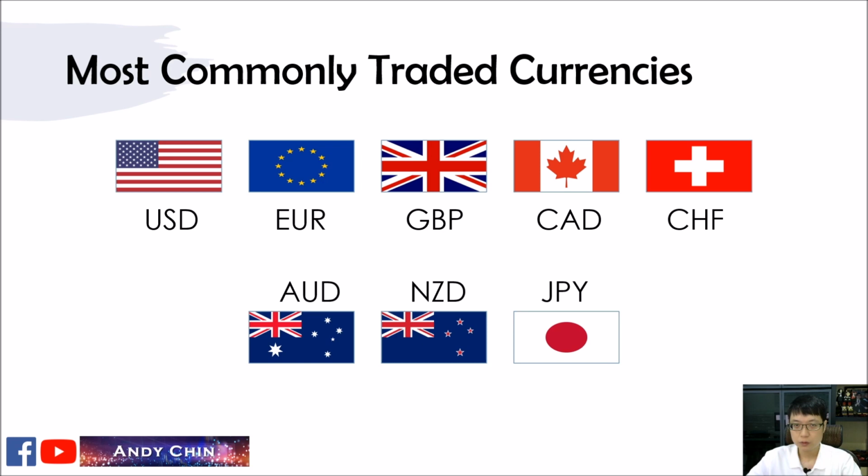So we do have 8 most commonly traded currencies, and in here I share all the 8. So first we have US dollar, then we have the Euro dollar, then next we have the Great Britain pound, Canadian dollar, the Swiss franc, Australian dollar, New Zealand dollar, and at the last we have Japanese yen.